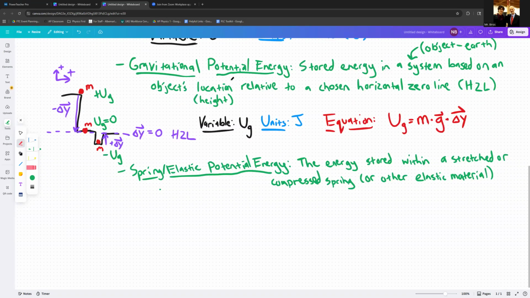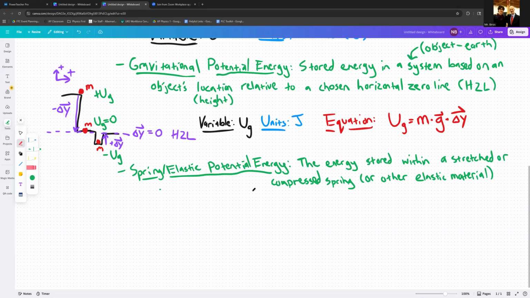Unlike the gravitational potential energy, we don't need an object-Earth system. We don't need multiple things within the system to have this type of energy, because gravitational really depends on, okay, what's the object providing the force of gravity and the energy? That'd be the Earth itself. And then relative to the Earth or the chosen horizontal zero line, where is the object located? So that's why the object-Earth system becomes important for U_G, for gravitational potential. But with a spring, all you need is a spring, and as soon as that spring becomes stretched or compressed, you then have stored energy within it.